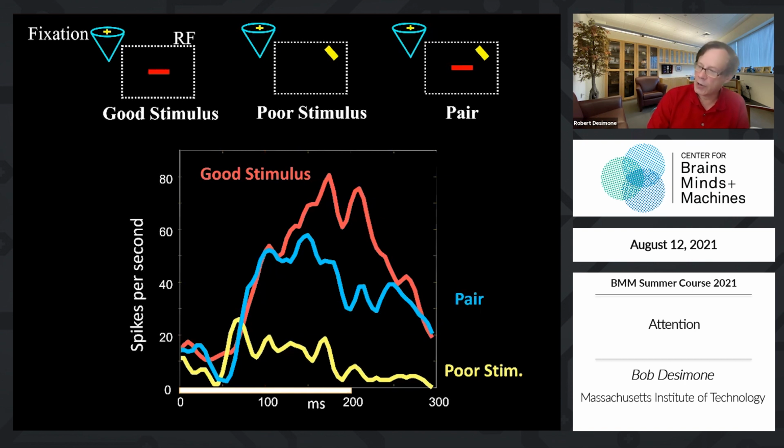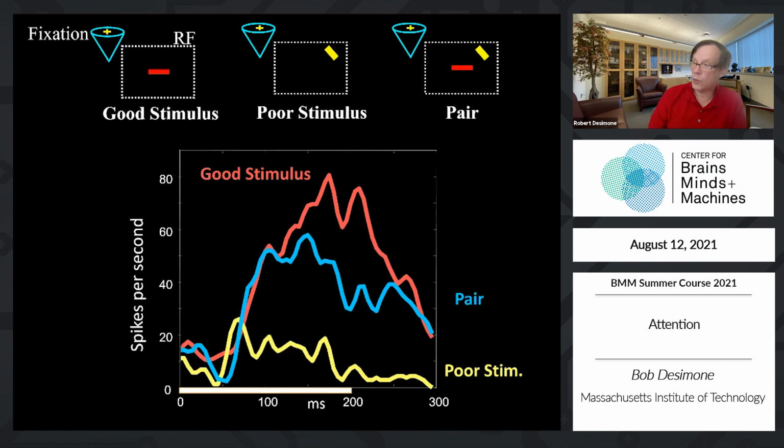So if we go to the histograms below, the red line shows the firing rate for the red stimulus alone. That's the good response. The yellow line shows the response for the poor stimulus alone, and that's this weaker response down here. And then when you pair the two stimuli together, you almost never see that the response is the sum of the response to the individual ones alone. It's almost always something like the average. And that's what you see here. The response to the pair is something like the average.